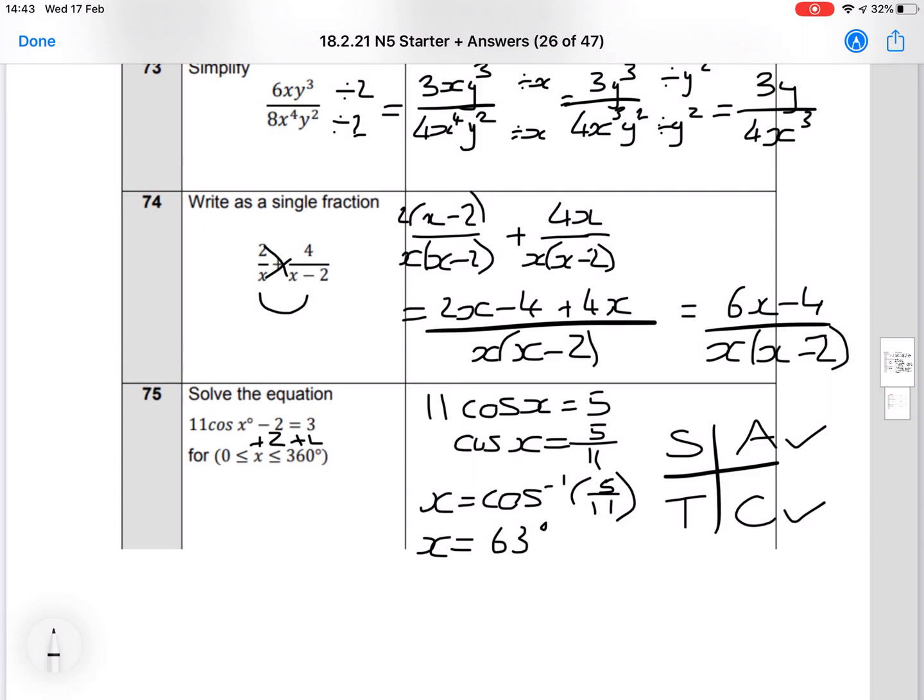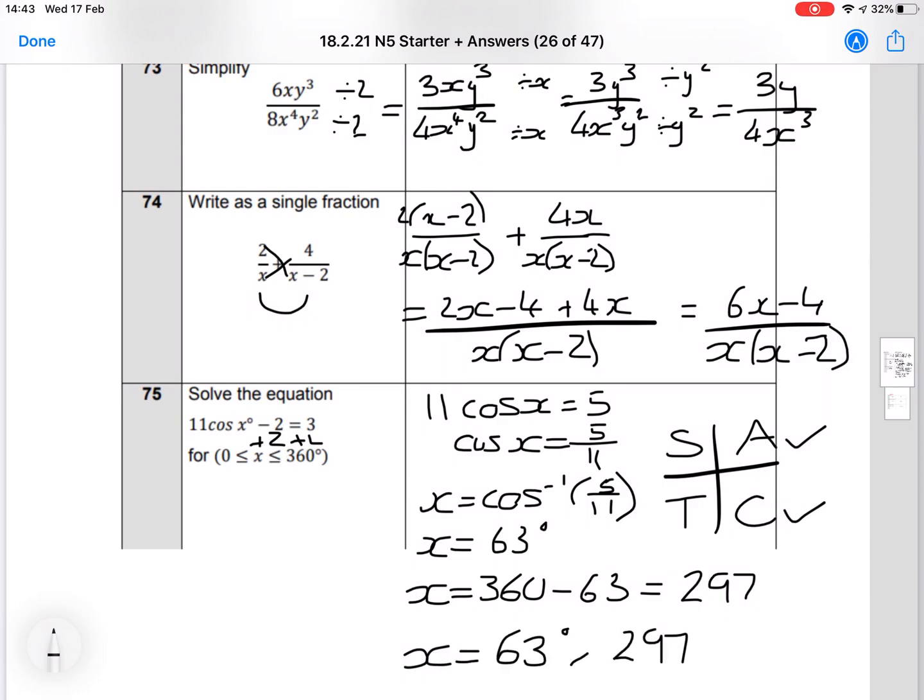So your first answer will be the answer that we've got for x. That's your answer for your A quadrant. In the C quadrant, it's 360 minus x. So 360 minus 63 is 297. So your two answers, just always state those at the bottom, 63 degrees and 297 degrees.